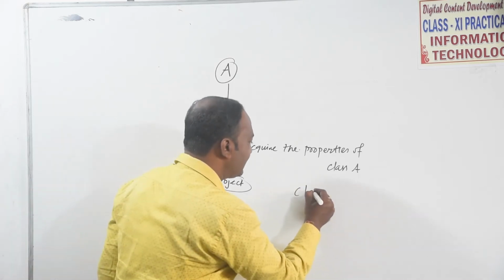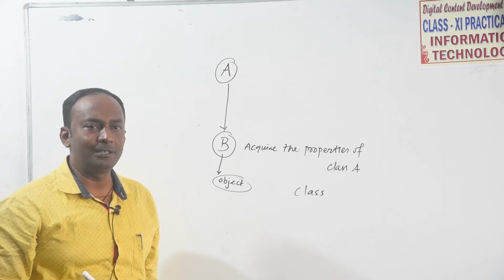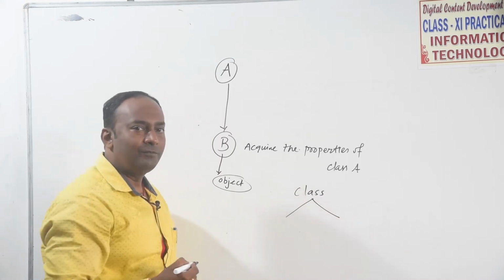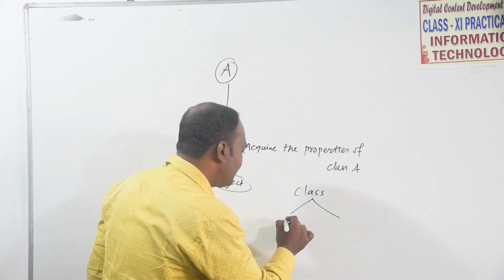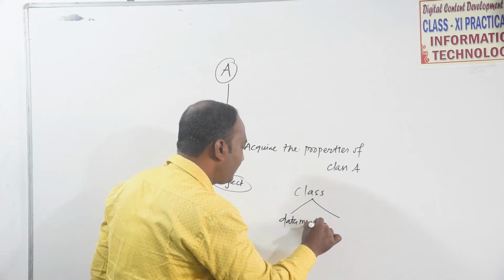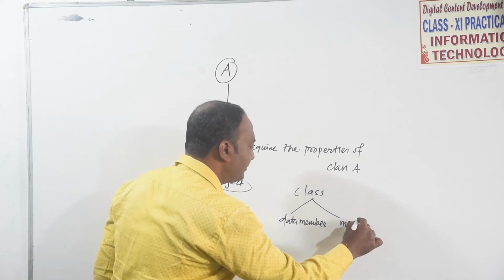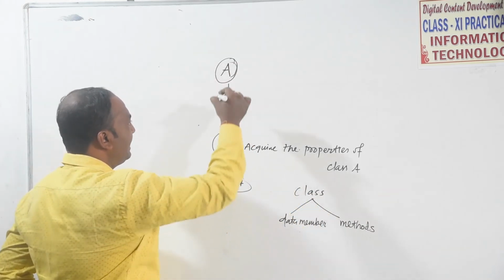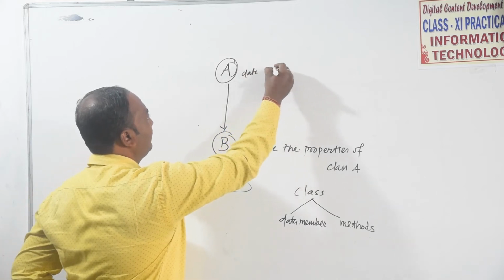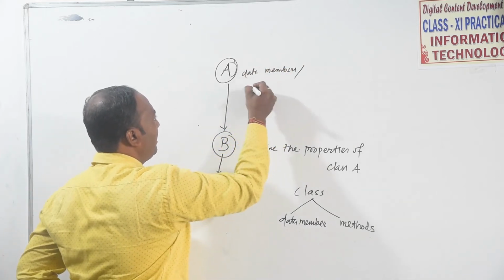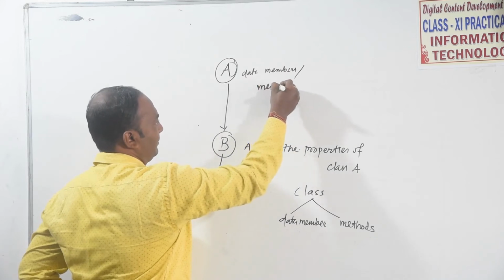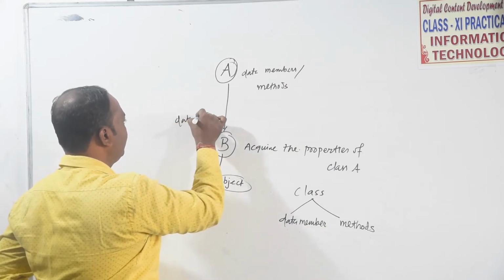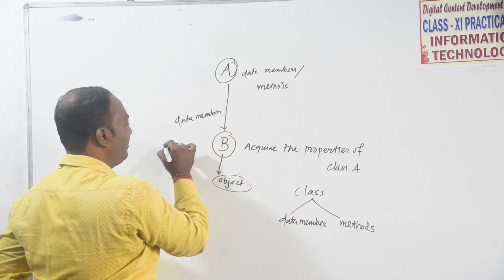What is a class? A class is a collection of similar objects, and it is a collection of different features. Like one is its data members, and another is its methods. So when A is a class, it may have some data members and may have some methods. For class B, there may also be some data members and some methods.